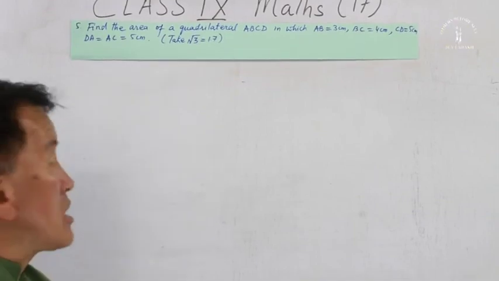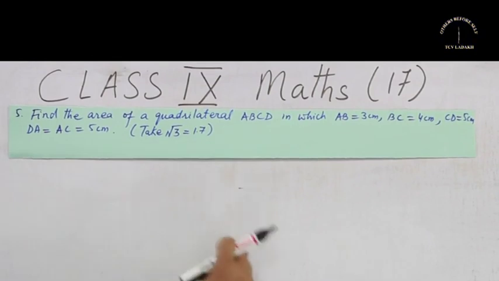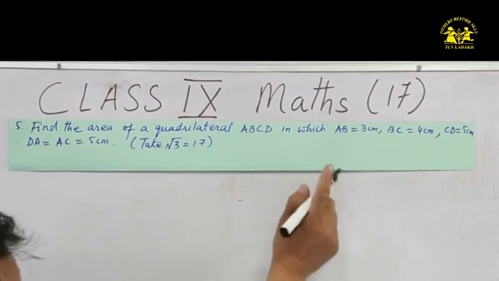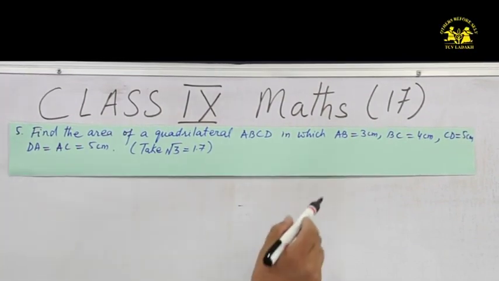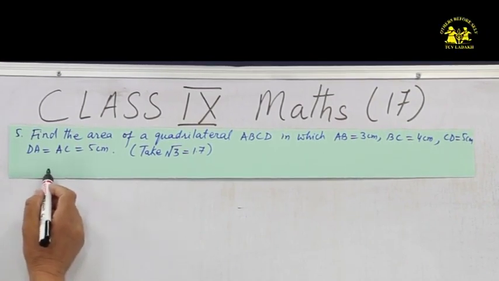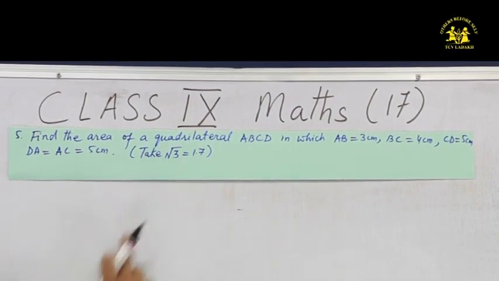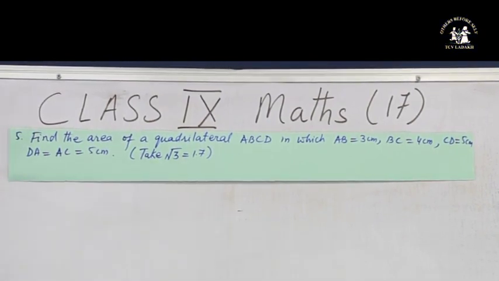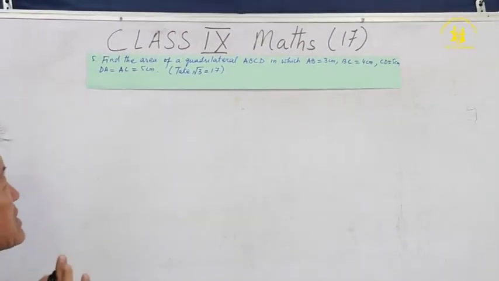Now the fifth question is, find the area of a quadrilateral ABCD in which AB is equal to 3 centimeter, BC is equal to 4 centimeter, CD is equal to 5 centimeter, DA is equal to 5 centimeter, AC is equal to 5 centimeter, and take the value of square root of 3 is equal to 1.7. So that means if you look carefully at the question, you will find that 3 sides are equal. CD is equal to DA is equal to AC.